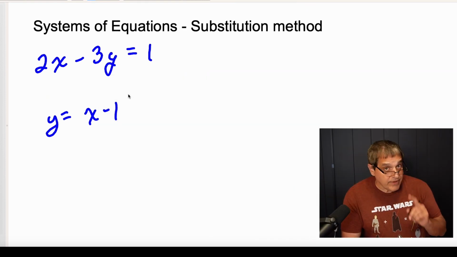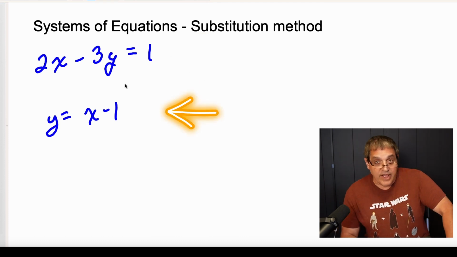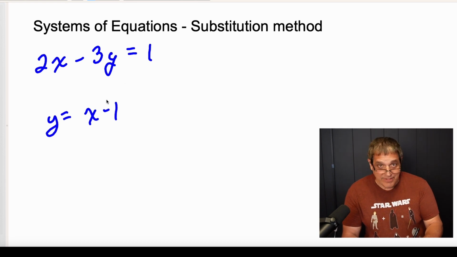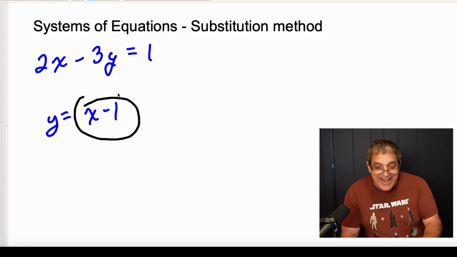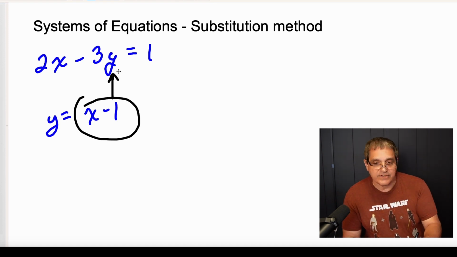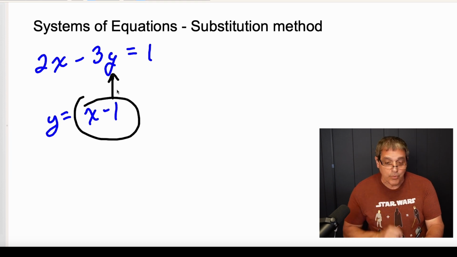Okay, so I have two equations here. 2x minus 3y is equal to 1, and y is equal to x minus 1. Well, guess what? They've already given me the value of y. The value of y is x minus 1. There it is right there. So I could take this and I can plug it right in there or substitute it into the equation. And then what will happen is, even though we don't call this the elimination method, I will have eliminated the y. I'll just have an equation with x's, and I could solve any equation with one variable.